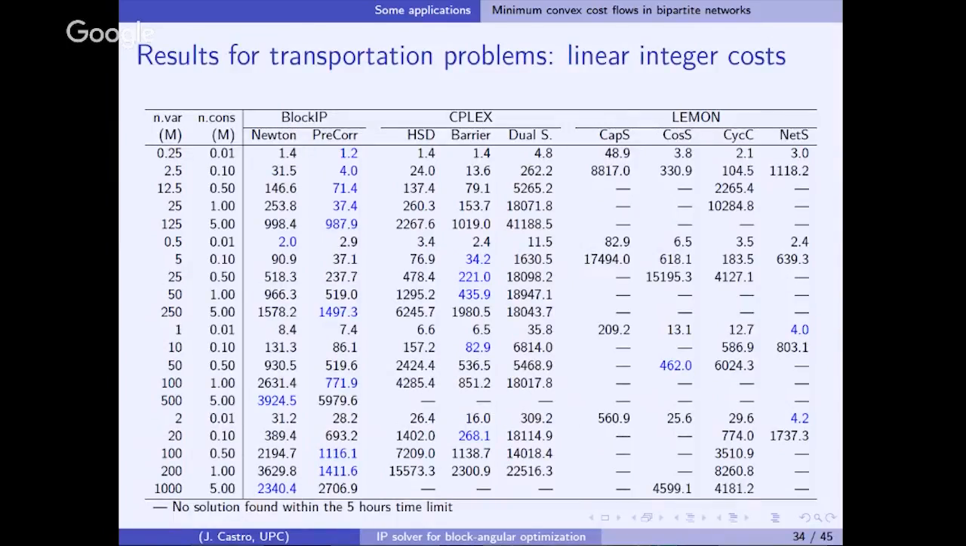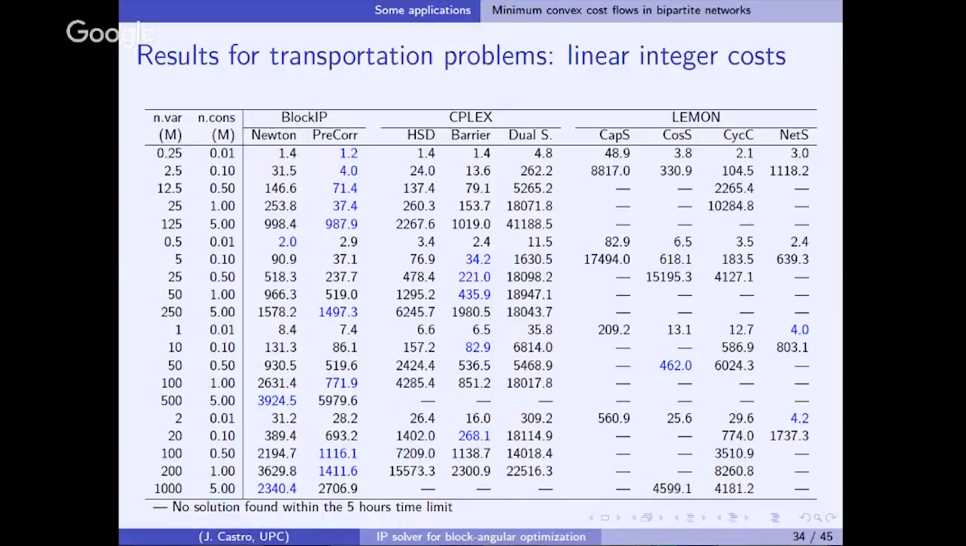These are results for linear problems where the costs in the objective function are integer. Why is that important? Because we want to try with the best solvers as far as we know in the world. And the best solver we found for this kind of problem is Lemon. Probably you are familiar with Lemon. It's a solver that implements pseudo-polynomial time algorithms for network flows such as capacity scaling, cost scaling, cycle canceling, network simplex, okay? And those solvers only work well when you have integer costs.